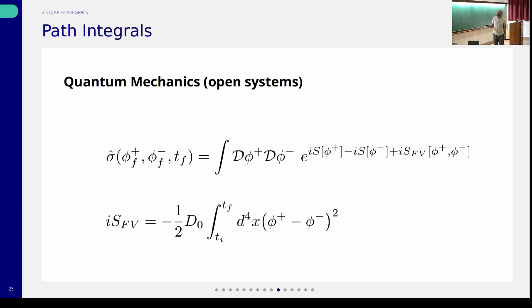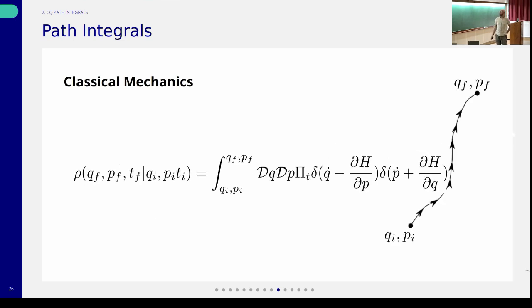So here is a nice term for a scalar field. What this does is it suppresses terms where the bra field is different to the ket field. This is zero when the bra field equals the ket field, so on the diagonal of the density matrix this does nothing. But for the off-diagonal, we get exponential suppression. So this is a decoherence term. You need to look at that for a bit before you see it. Any questions? Okay, so this is quantum mechanics for open quantum systems.